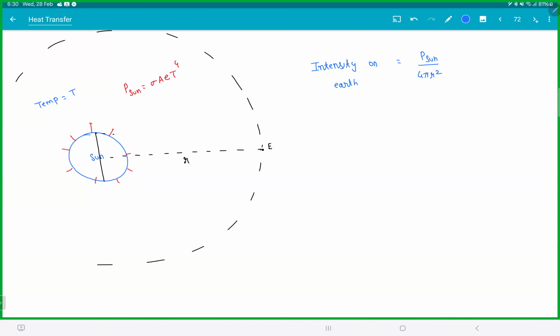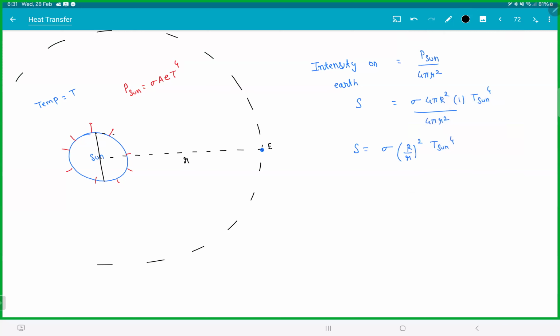The total power emitted by the sun is spread over the total surface area 4 pi r square, isn't it? Because the energy from the sun is going in a three-dimensional sphere, and Earth is there at a distance small r. So all this power P is spread over a surface area of 4 pi small r square. The power of the sun is sigma, area 4 pi capital R square, E is 1 since the sun is almost a black body, T sun power 4, divided by 4 pi small r square. Intensity on the Earth is nothing but the solar constant. So the solar constant is sigma times (capital R by small r) whole square into T sun power 4.